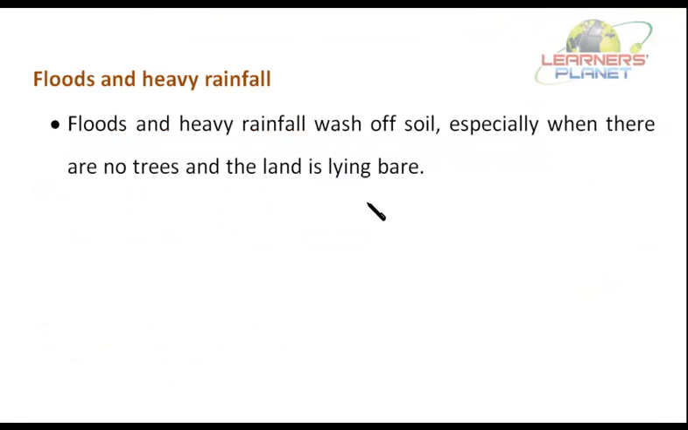The other major cause of soil erosion is floods and heavy rainfall. Floods and heavy rainfall also wash off the soil, especially when there are no trees and the land is lying bare. And that is why we call that land a barren land, on which there can be no fertility of soil.